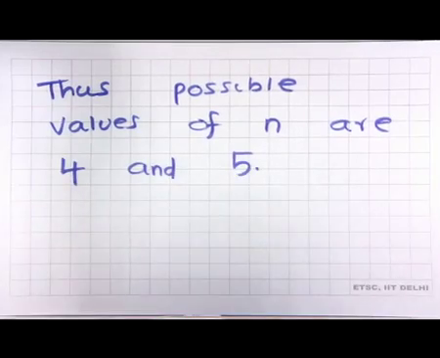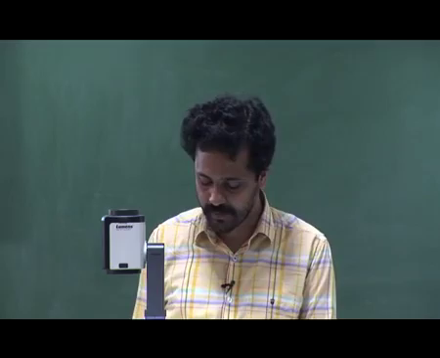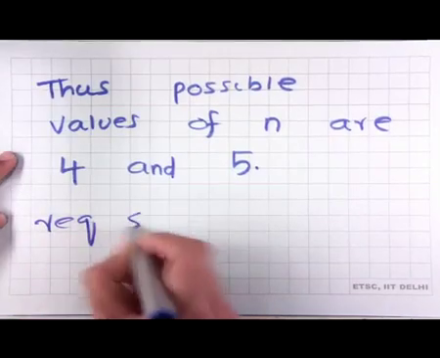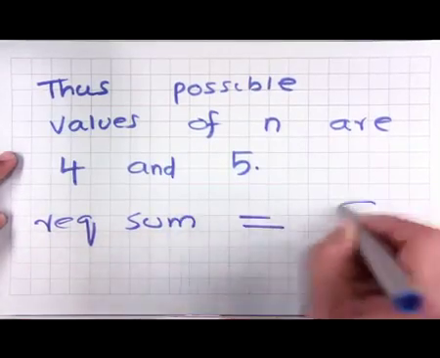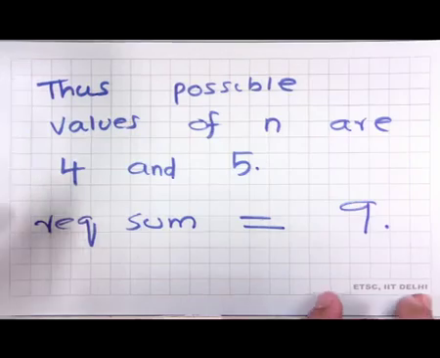Now, the answer to the question is immediate. What is the sum of all possible values of n? The required sum is 9. 4 and 5 are the possible values, therefore, the required sum is 9.